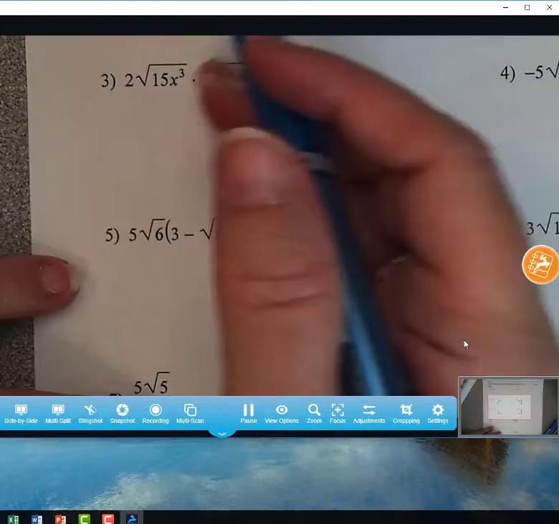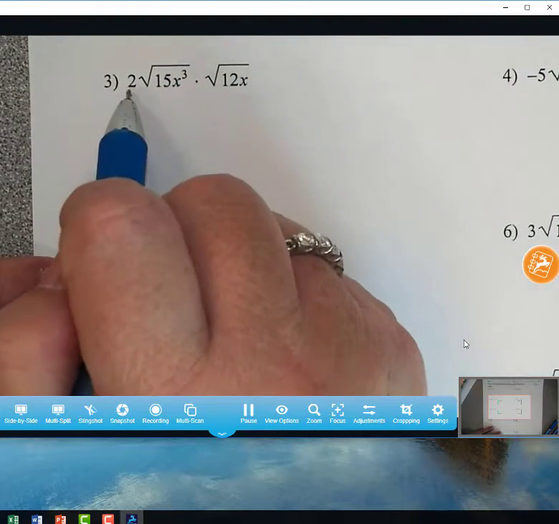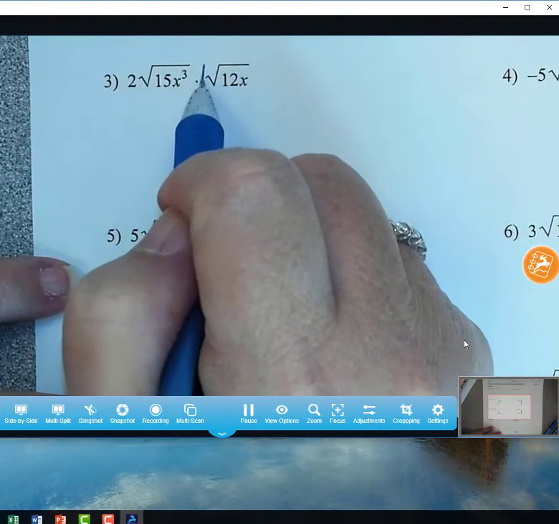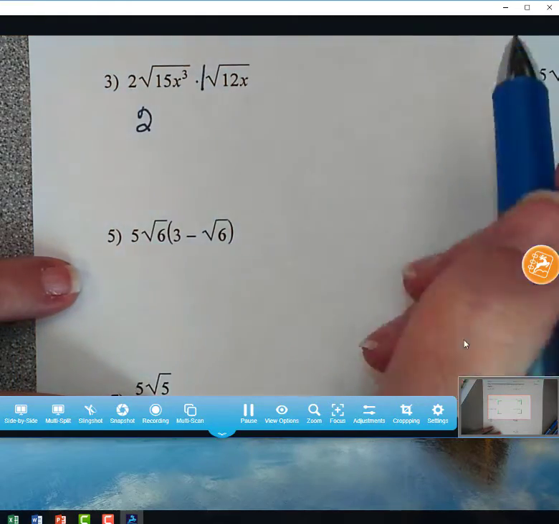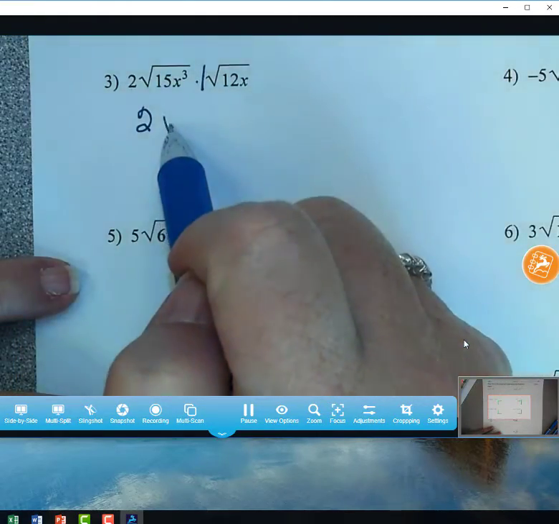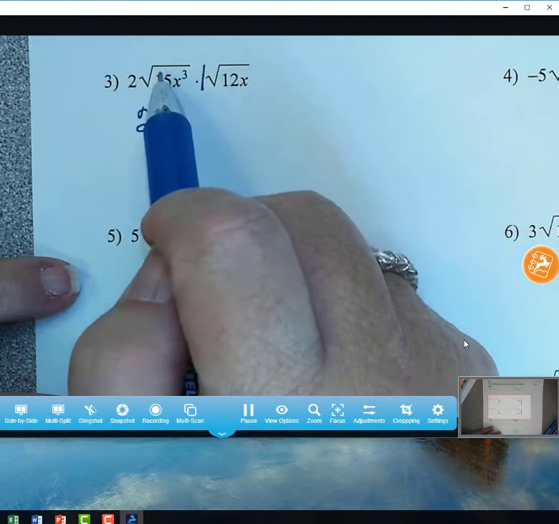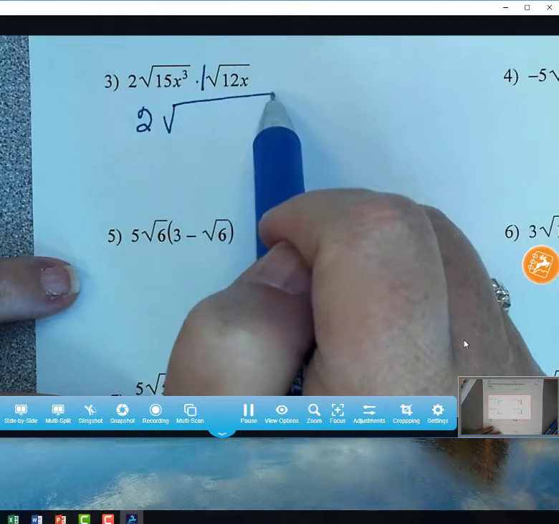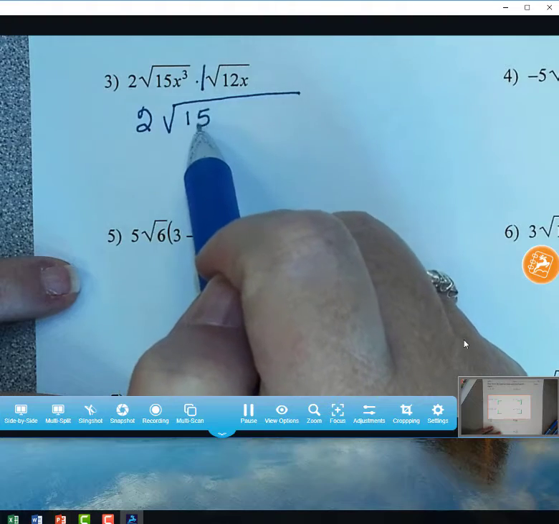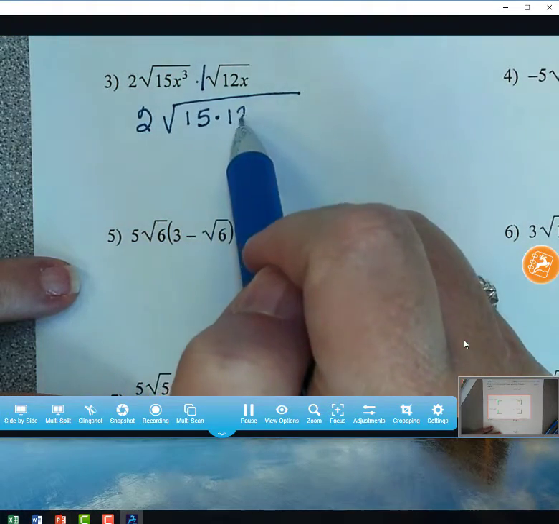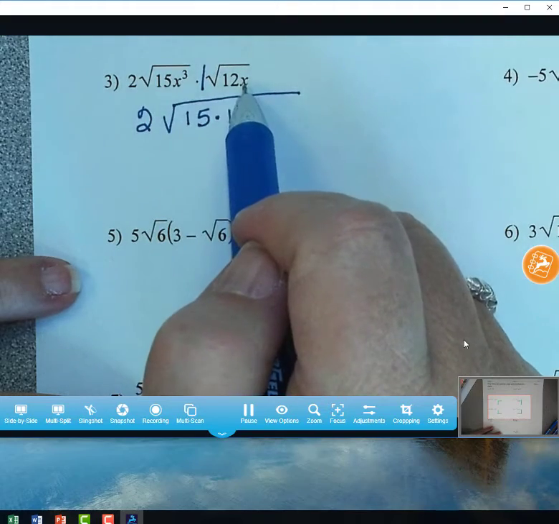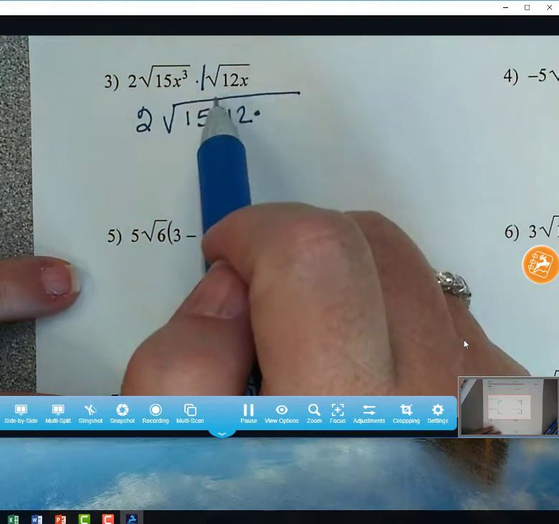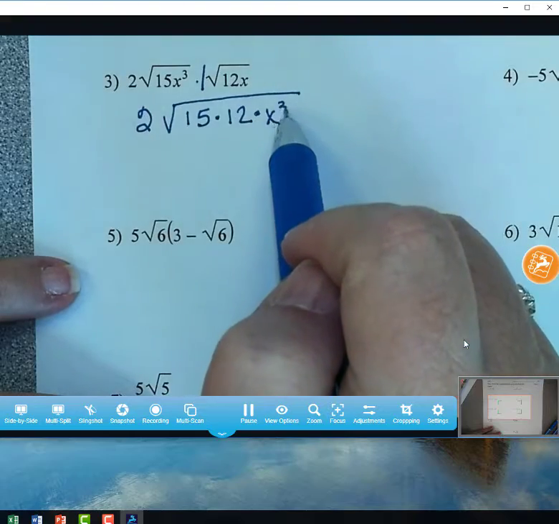On number 3, I have a 2 right here. I have a positive 1, so 2 times 1 is just 2. And then this has an index of 2, so I'm able to combine those under the same radical sign. I'm just going to change the order up a little bit, put the numbers together and then the variable. So 15 times 12, and then I have x cubed times x to the 4th.